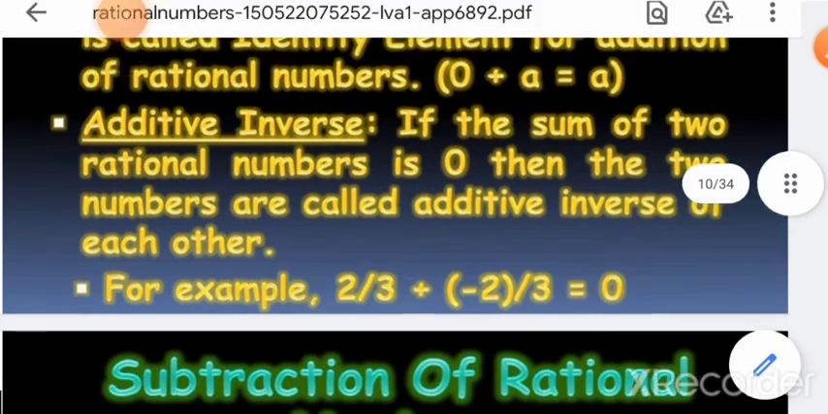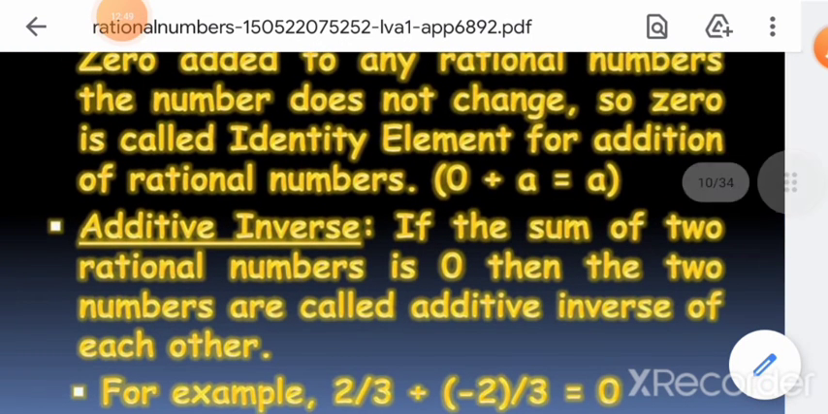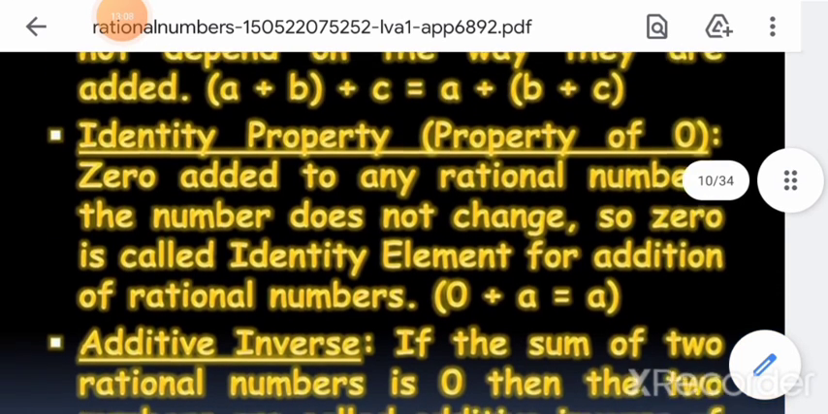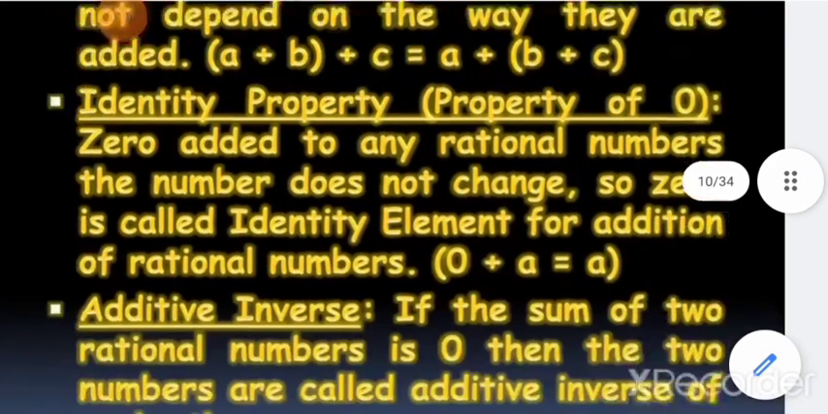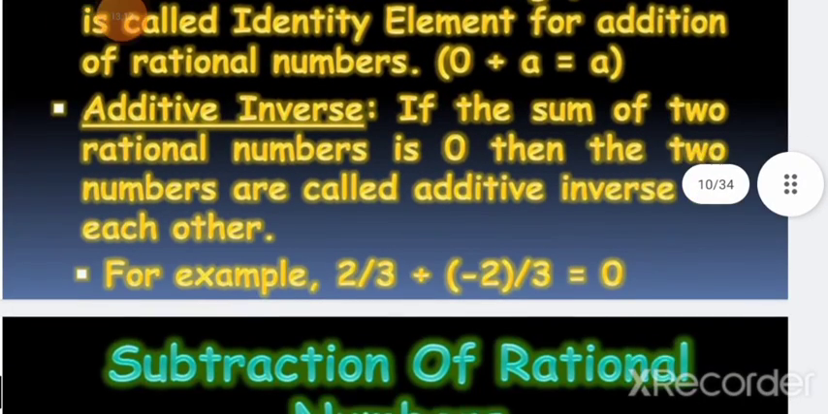Now we have completed the properties of rational numbers for addition. There are five properties: first is the closure property, second is the commutative property, third is the associative property, fourth is the additive inverse, and fifth is the identity of zero. So there are a total of 5 properties in addition.